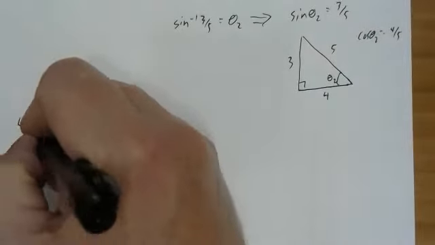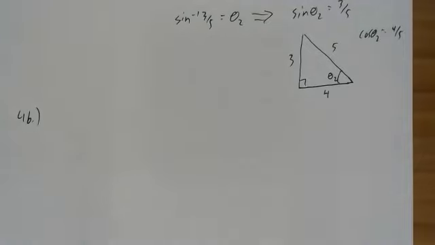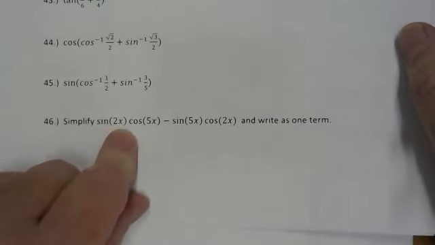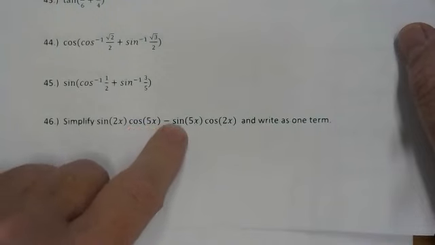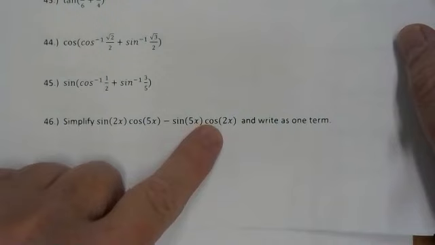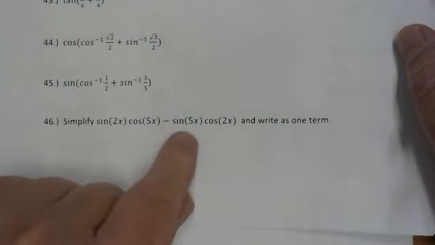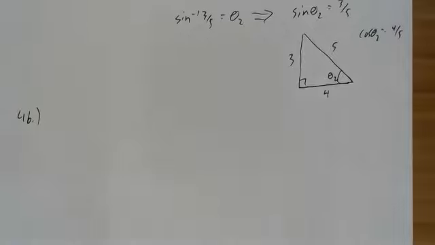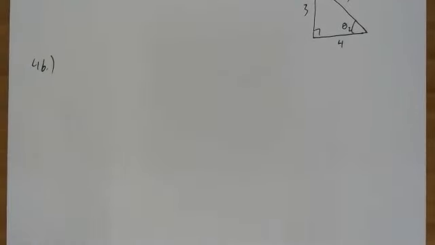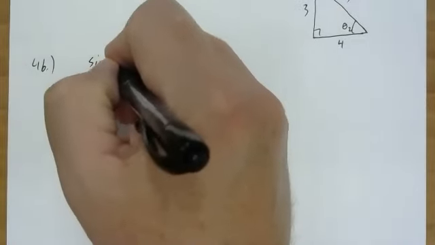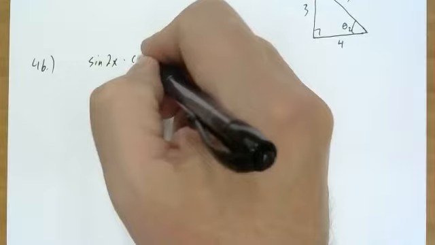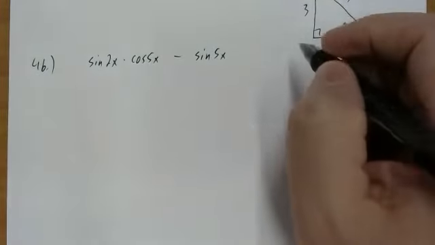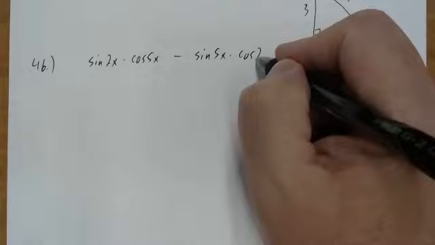All right, 46. Now something a little different. Let me just show you what it says, and then we can simplify: sine of 2x times cosine of 5x minus sine of 5x times cosine of 2x, and write as one term. As one term, I think they mean one trig function. So let me write this down, and then let me show you what they're getting at. Sine of 2x times cosine of 5x minus sine of 5x times cosine of 2x.